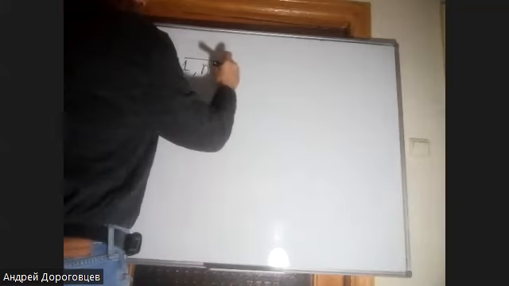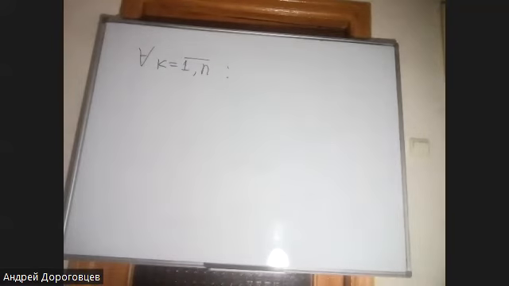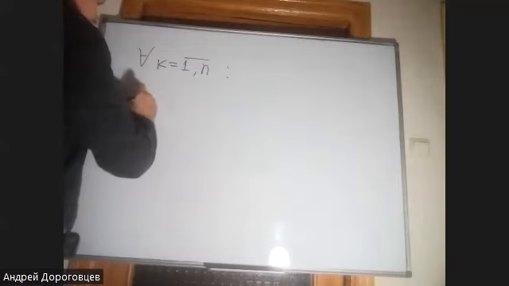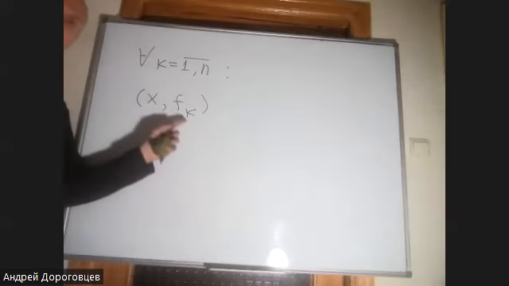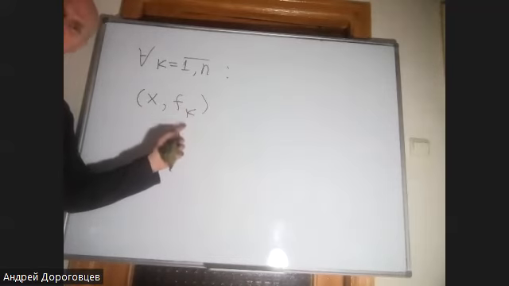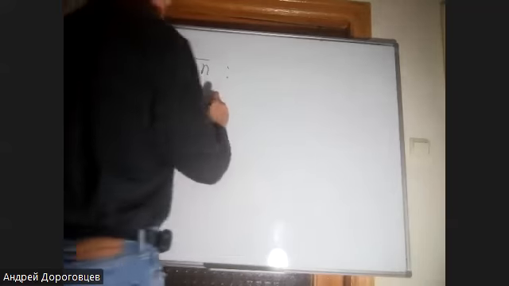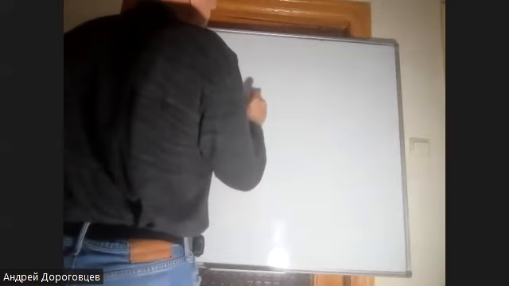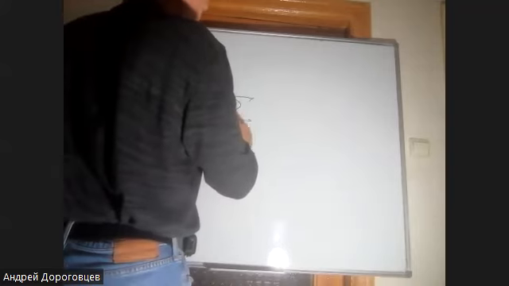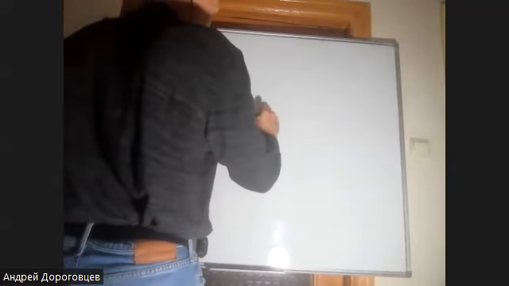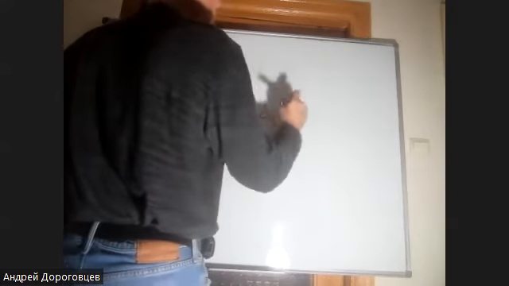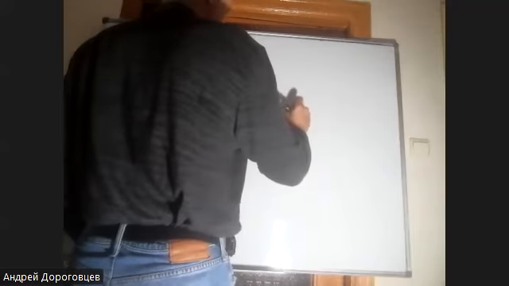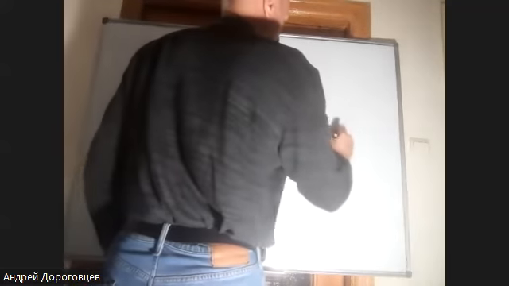For all k equal 1 to n, we have the following expression. X, fk, I just multiply x on the element of basis, is equal to the sum from j equal 1 to n of alpha j, excuse me, delta j multiplied by the scalar product Fj, Fk.